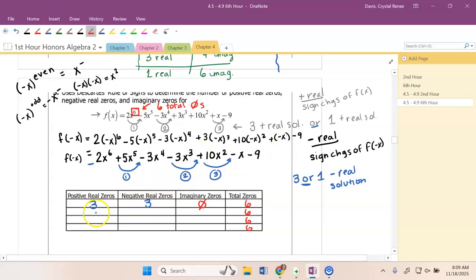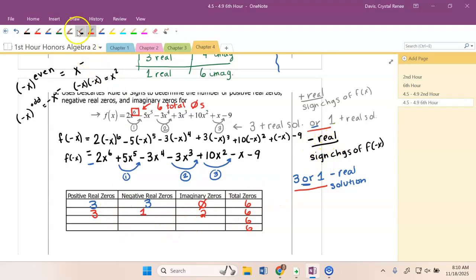Or maybe I have 3 positive real and 1 negative real. If that's the case, this would account for 4 of my total 6, so that would mean I have 2 imaginary zeros. Now notice when I say less than by an even number on these, it comes from the fact that the imaginary come in pairs. So I can't take 1 imaginary number away, I have to take 2. That's why those decrease by 2.